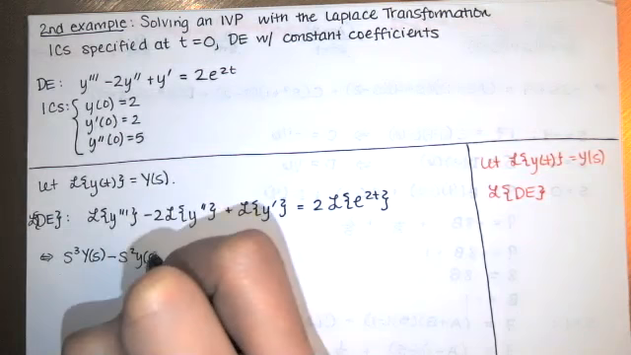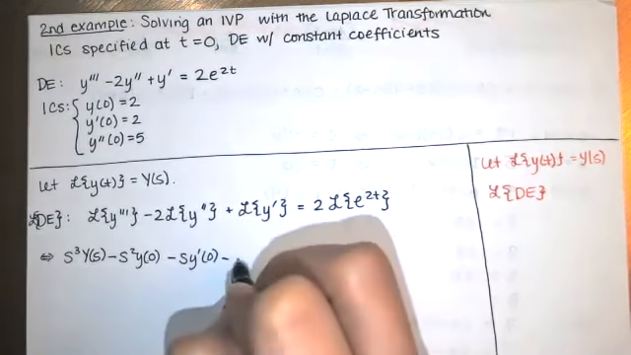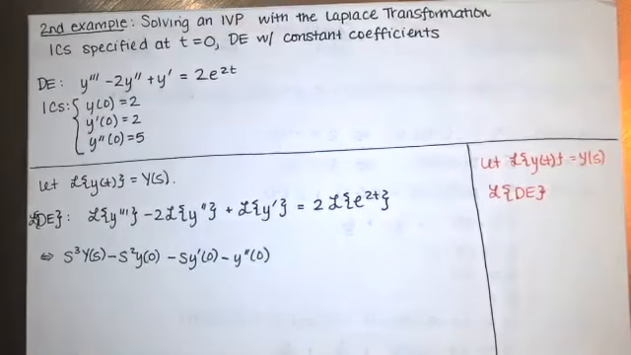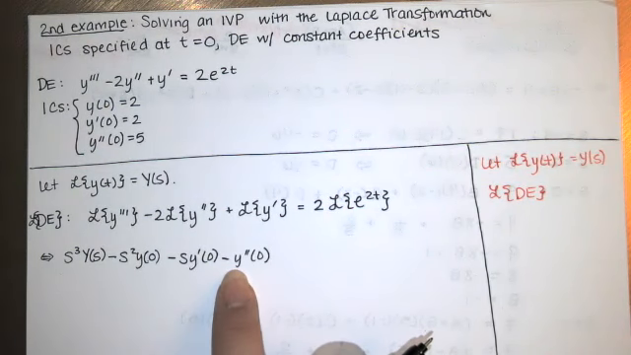So you have little y evaluated at 0, and little y prime evaluated at 0, and then y double prime evaluated at 0. Those are from the initial conditions. We're going to substitute those in a moment. So that's the Laplace transform of y triple prime.